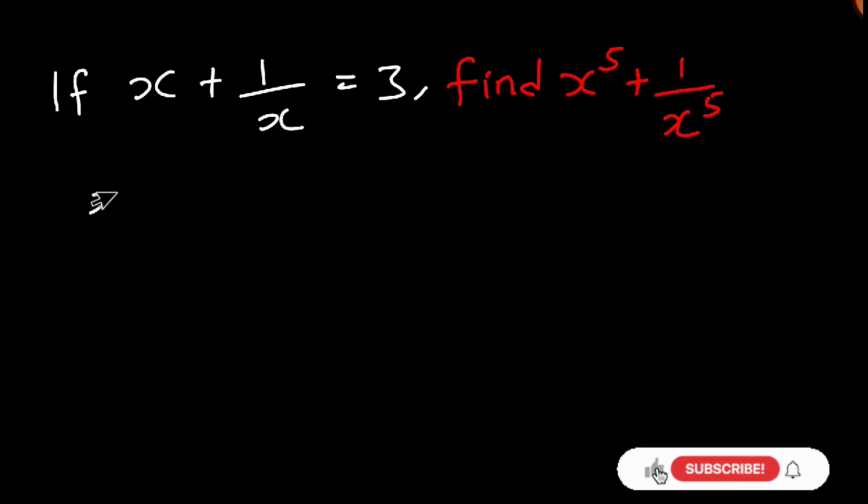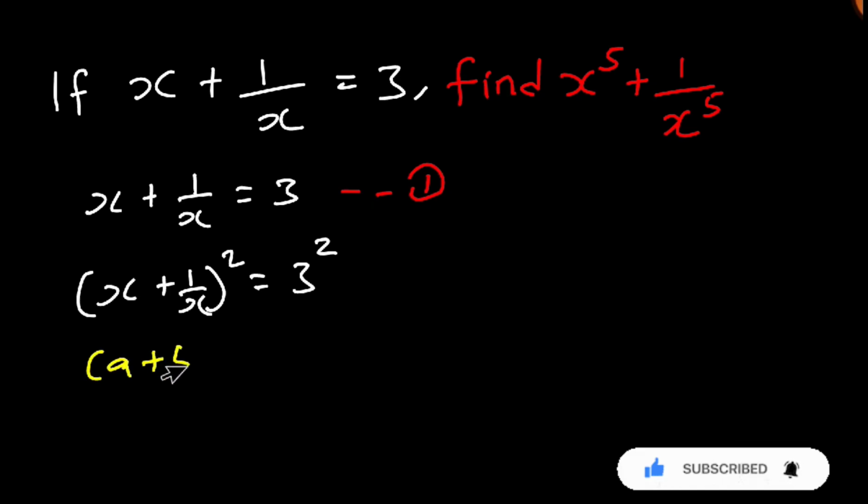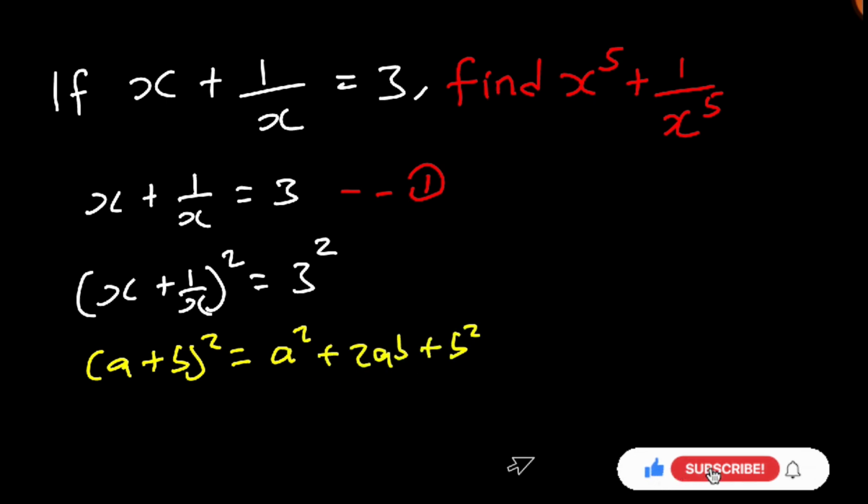We are given x plus 1 over x is equal to 3. Let's call this equation 1. The next thing we're going to do is to square both sides. So we have (x plus 1 over x) squared equals 3 squared. And we know that (a plus b) squared is equal to a squared plus 2ab plus b squared. We're going to apply this to the left hand side of this equation.